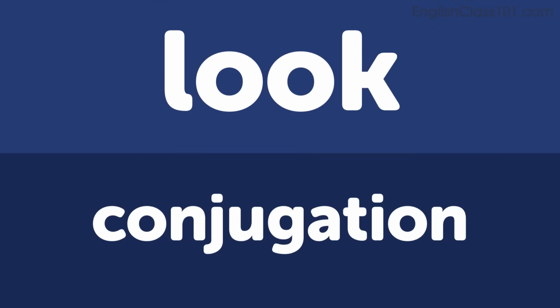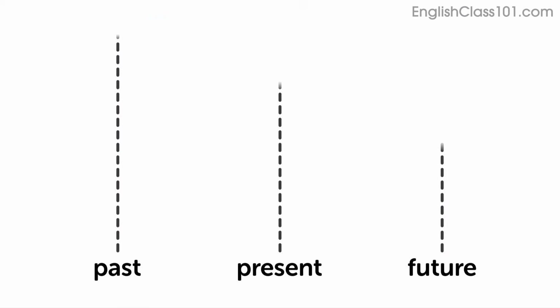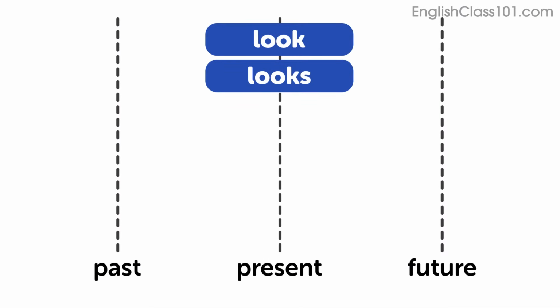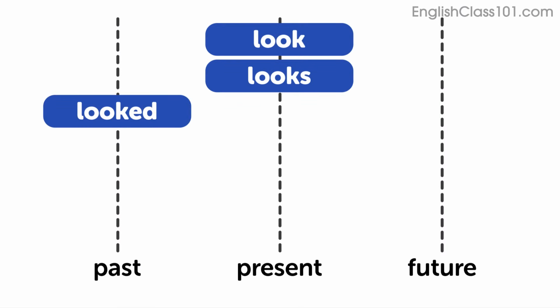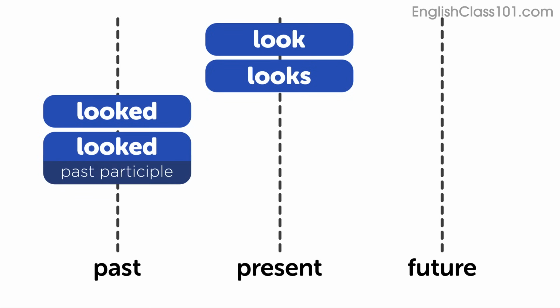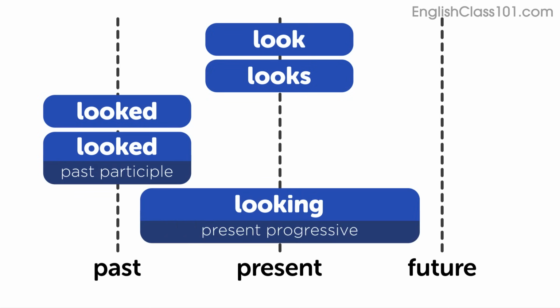Conjugations. Let's check out the conjugations of this verb. Present tense, look or looks. Past tense, looked. Past participle, looked. Progressive or continuous tense, looking.